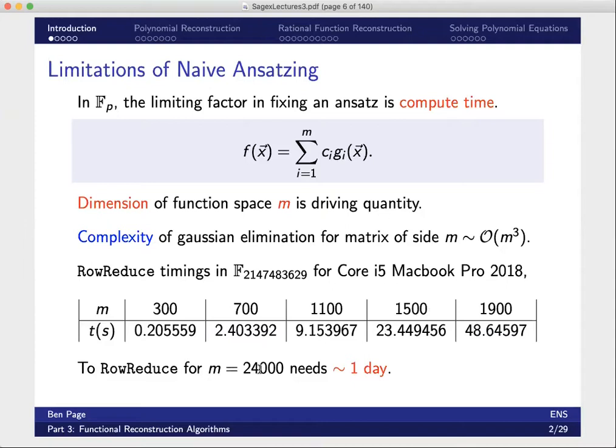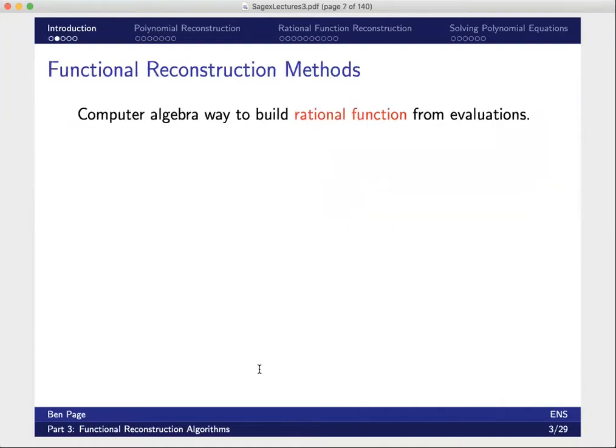Exactly where the barrier is for your particular problem is going to depend on what size of computer you have and exactly what you're doing. But at somewhere around this order, you're going to run into technical problems with naive random sampling, and you're going to start shopping around for other approaches. And this is then where our functional reconstruction methodology comes into play.